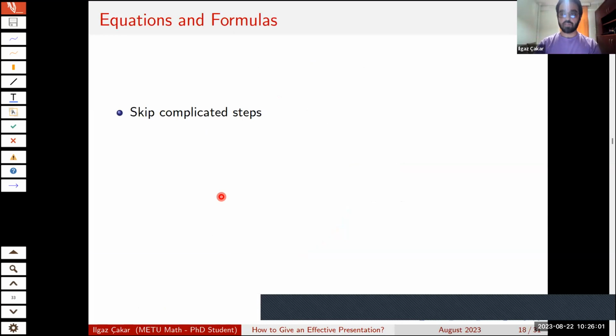After this, of course, this is a mathematics talk, so you will have equations and formulas, but you just need to skip complicated steps while you are doing computations. Okay, you don't need to know every technical detail about computations or, again, proofs. Okay, try to skip complicated steps.